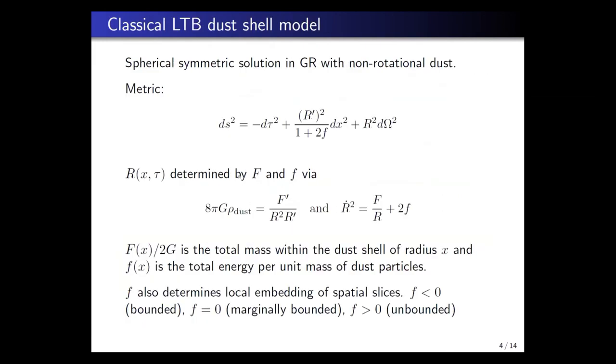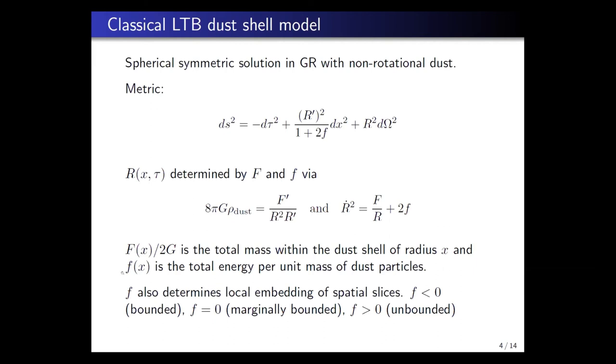So let me just give you a very brief overview. Harkirat has already done a great job and I cannot substitute for that. So the classical LTB dust shell model essentially is a spherically symmetric solution in GR with a non-rotational dust. The metric is of this form, where R is the areal radius variable, which depends on x and the dust time tau, which is determined by two functions, the capital F and a small f, which in the classical theory are determined by these two equations up here. So F by 2G is the total mass within the dust shell of radius x, and small f is the total energy per unit mass of the dust particles. Interestingly, f also determines the local embedding of the spatial slices.